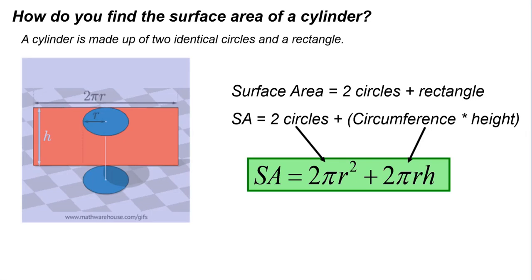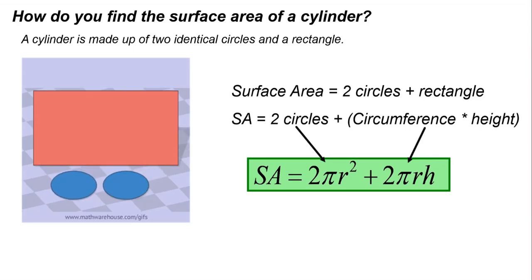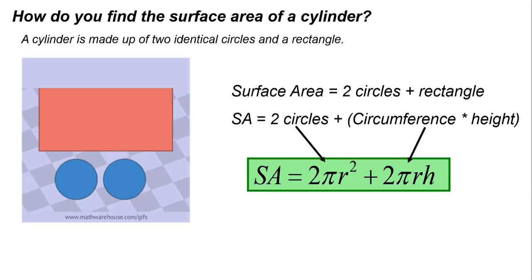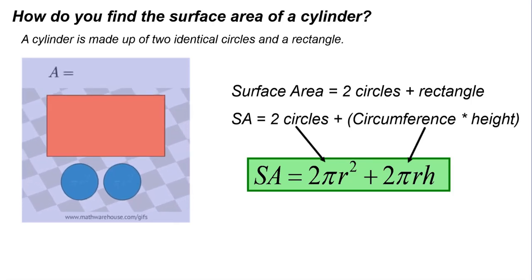So a cylinder, as you can see, is made up of two identical circles, which are the bases, and actually a rectangle. So the rectangle actually wraps around the circles and forms the tube part of our cylinder. So really, we're looking at the area of two circles and a rectangle. So the surface area of a cylinder is essentially two circles and a rectangle.